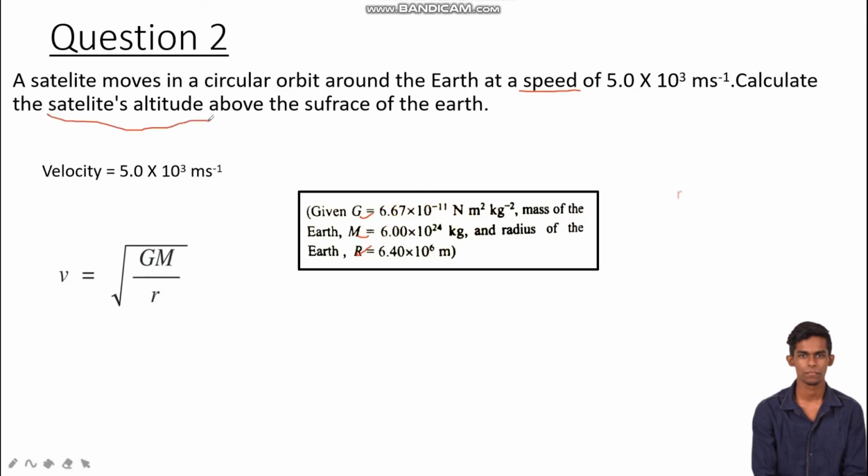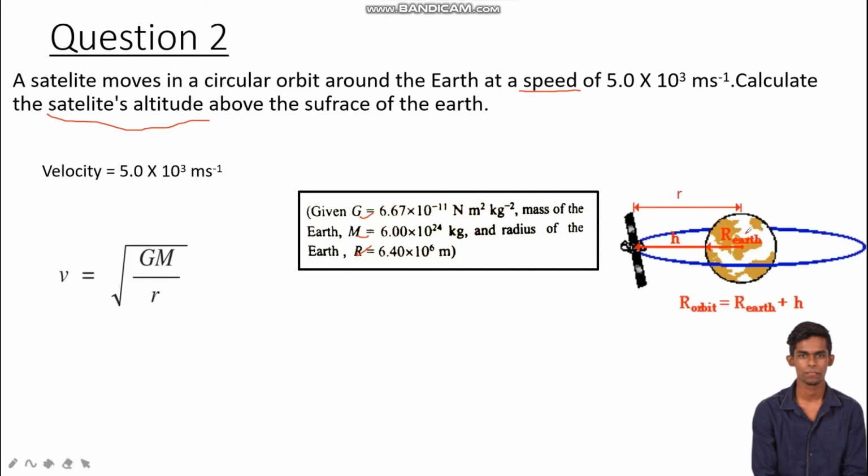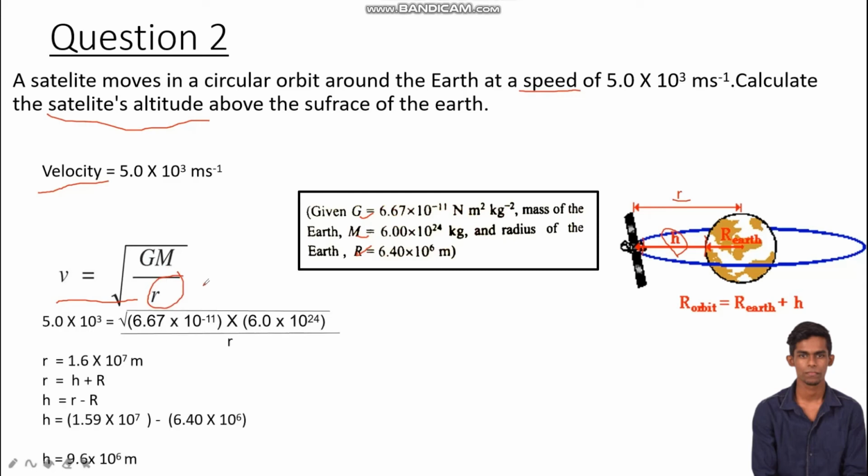Referring to the diagram, the altitude is h, which is the length between the surface of the Earth and the satellite. First, we need to find r, because they give the velocity of the satellite. So we need to find r by using the formula v equals square root of GM over r. So substitute everything into the formula, and we will get r equals 1.6 times 10 power of 7 meters.